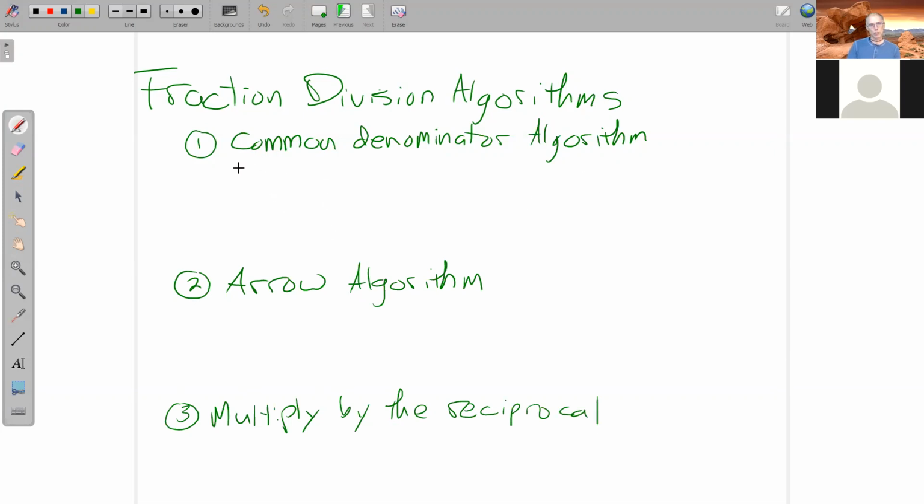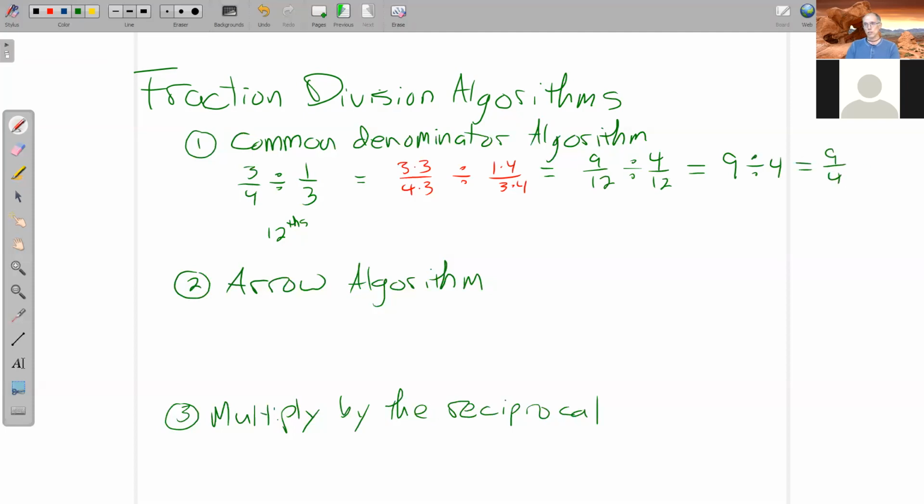So the common denominator algorithm for something like, let's see, 3/4 divided by 1/3 says, well, find a common denominator. Okay, so common denominator here would be 12ths. And so then I would get 3 times 3 over 4 times 3 divided by 1 times 4 over 3 times 4. So that's going to be 9/12 divided by 4/12. And then you just forget about the denominator. The answer is 9 divided by 4, which you could then state just as 9/4, or 4 goes into 9 twice with 1 left over, or 2 1/4.